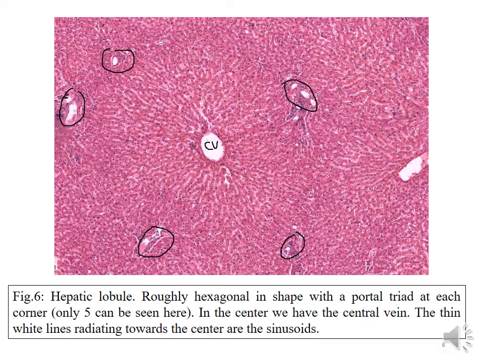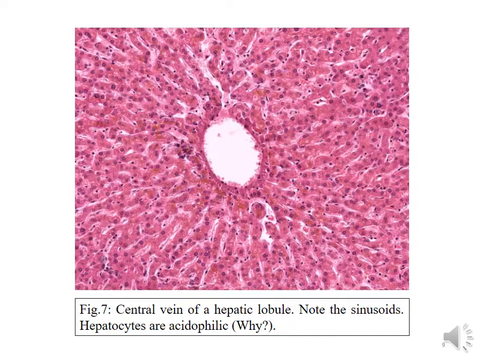But there's supposed to be 6 for each lobule. In this magnified image of the previous slide, here we have the central vein of the hepatic lobule. All these white spaces, these thin white spaces, are the hepatic sinusoids.